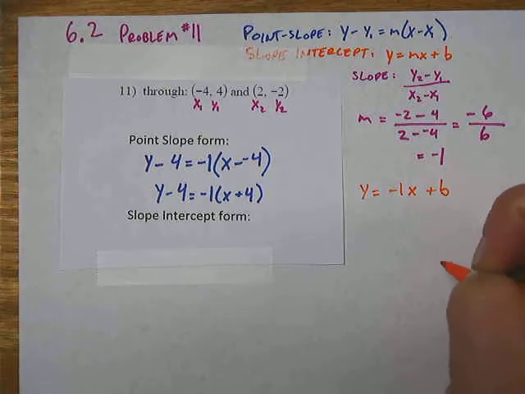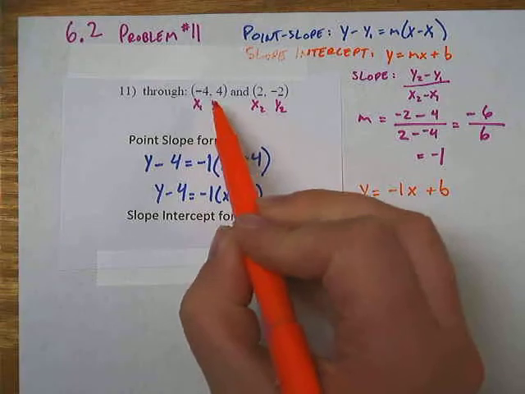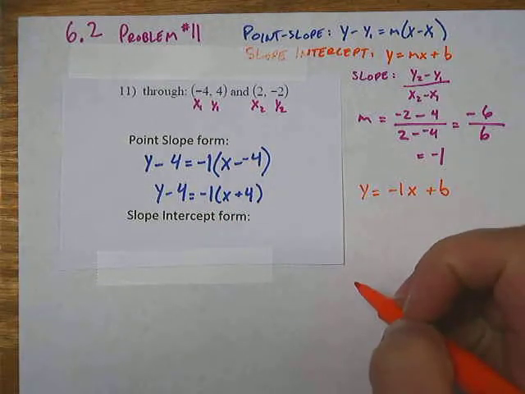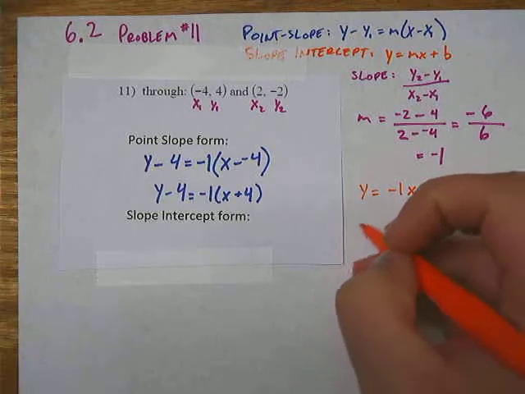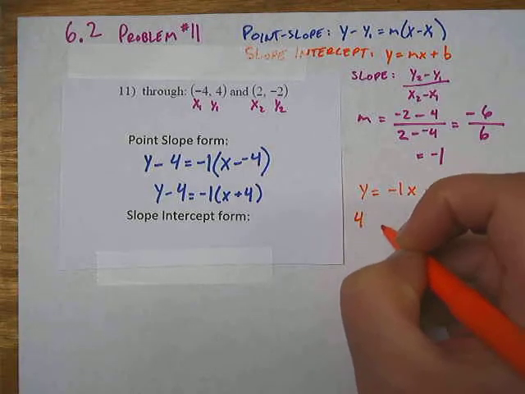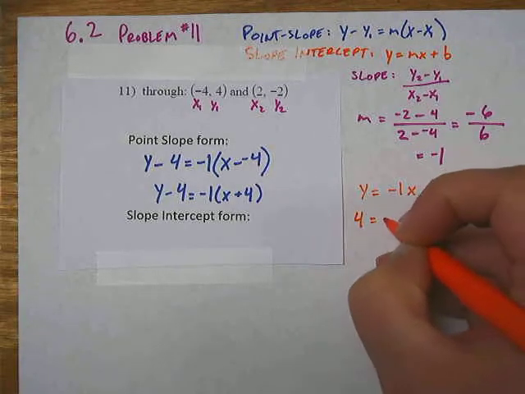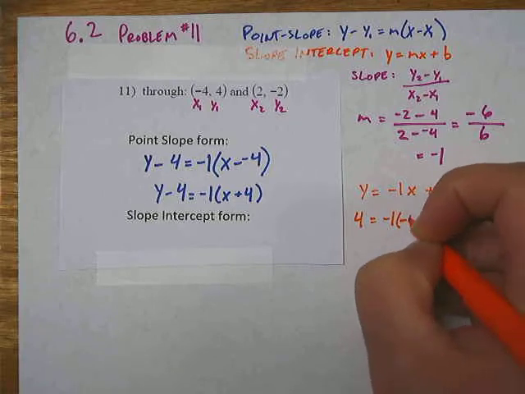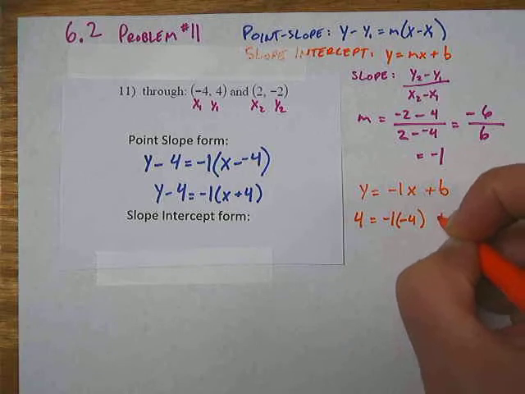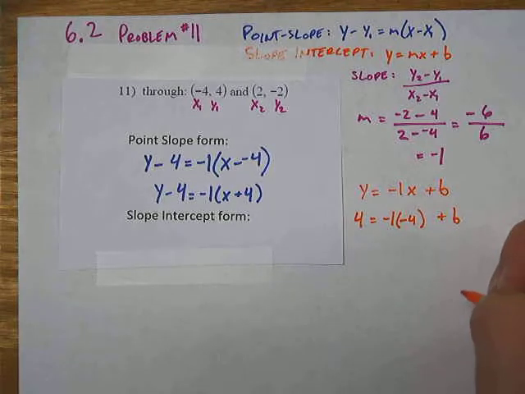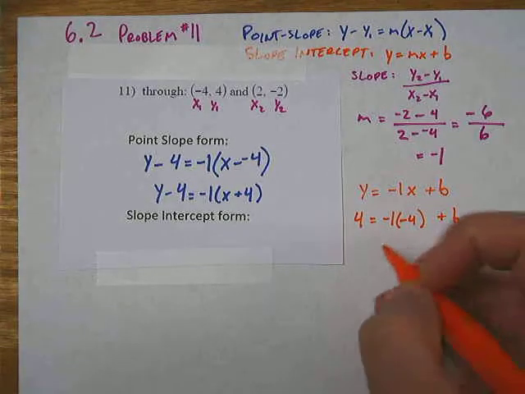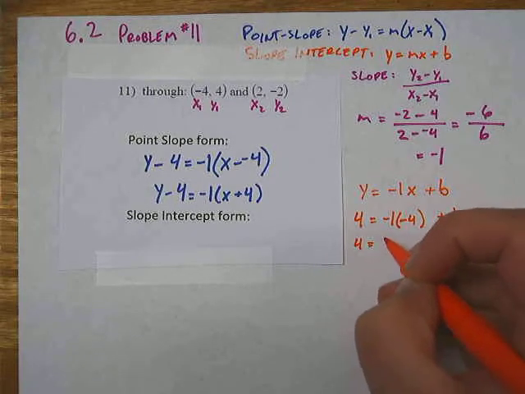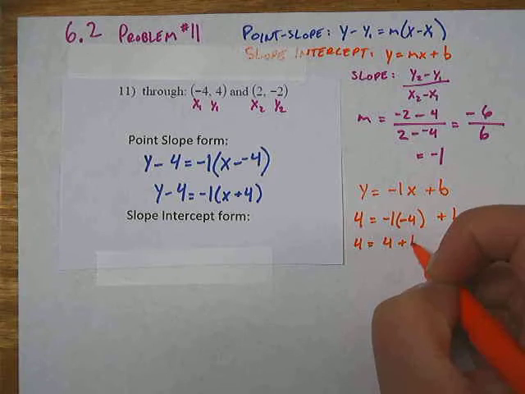So let's take one of our points for the sake of simplicity. Let's just use our first point again, -4, 4. And we're going to plug those in for x and y. So we're going to go 4 for y, because that's our y value, equals -1 times our x value, -4, plus b. Okay, so let's simplify this here. We've got 4 equals -1 times -4 is just +4, plus b.